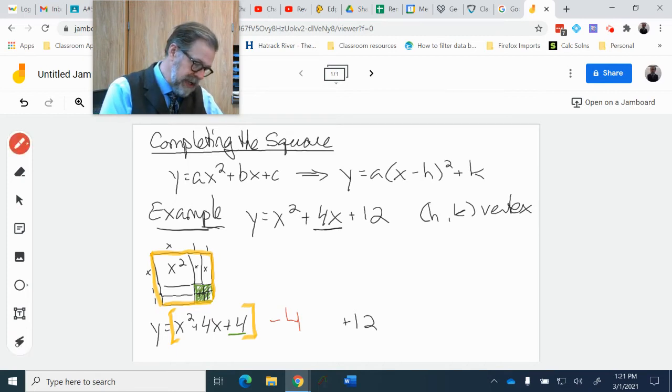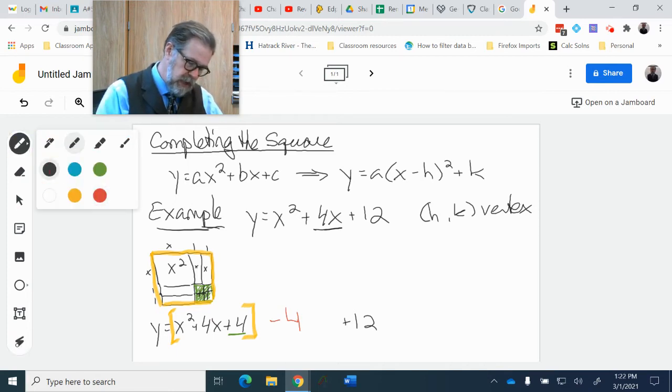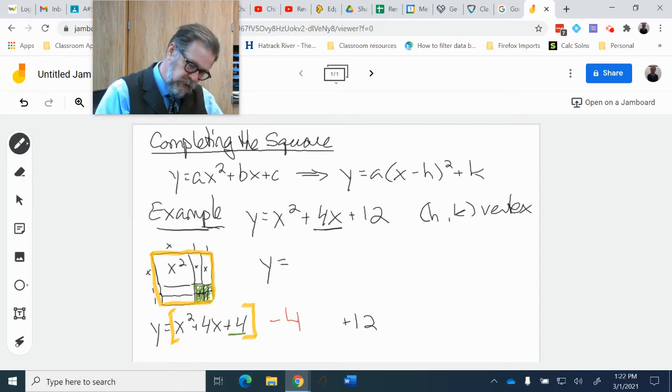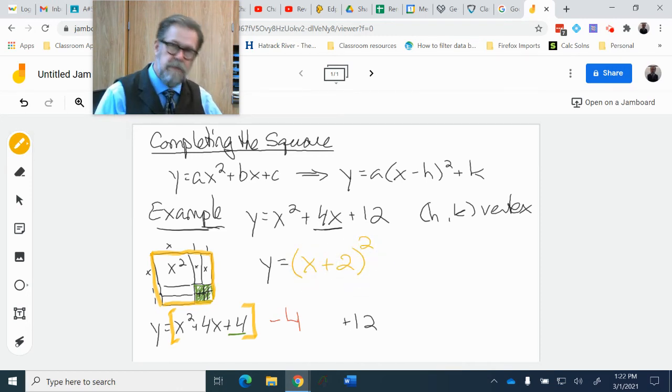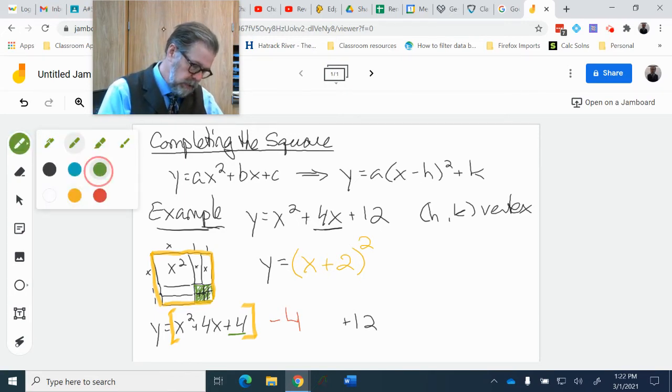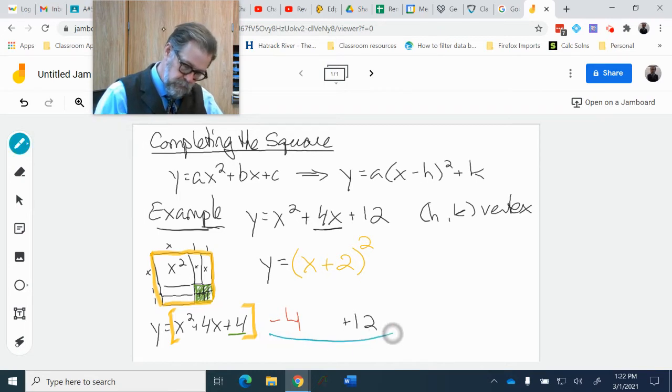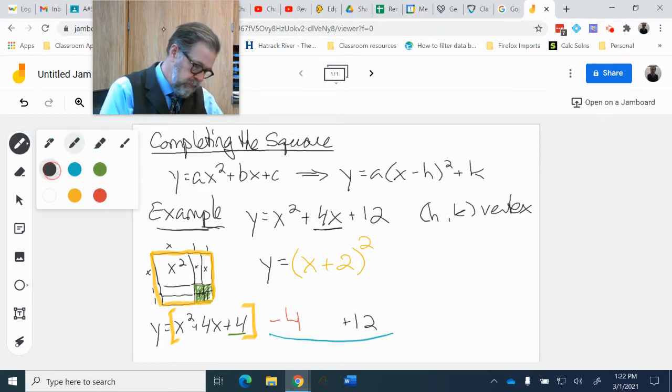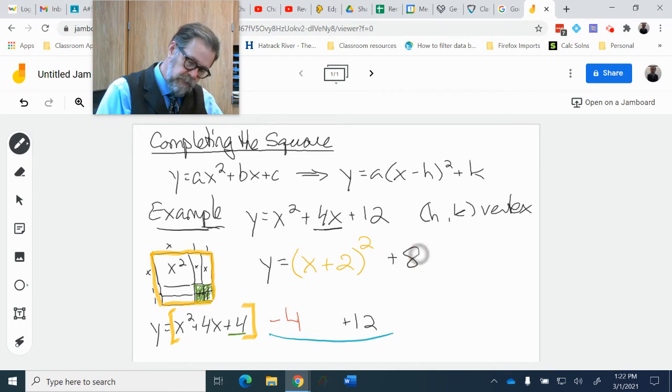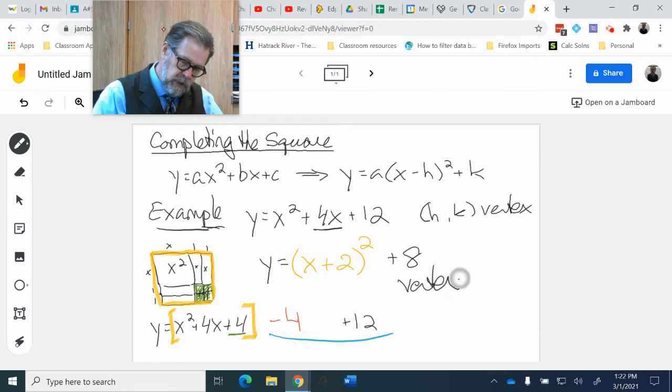Now, the reason I did it this way is because now I have y equals the square, which is x plus 2 by x plus 2, and out here, plus 8, which means that the vertex of this parabola is at negative 2 comma 8.